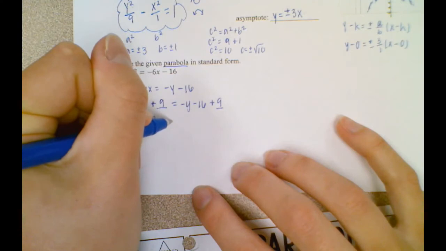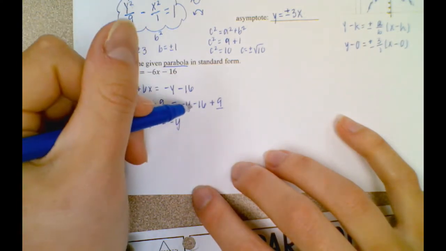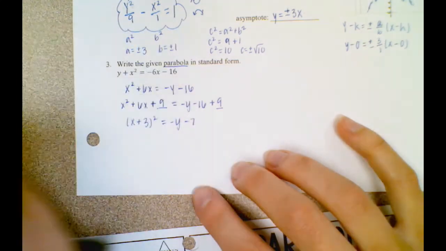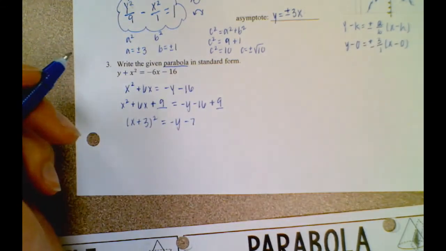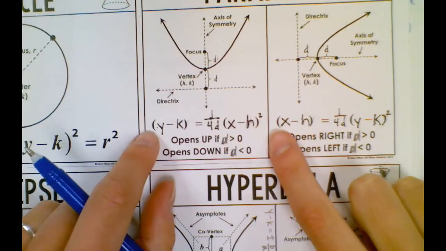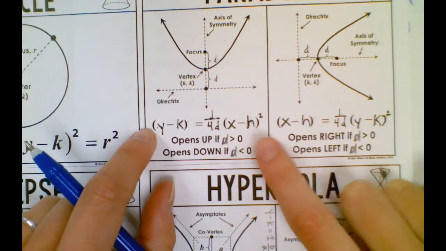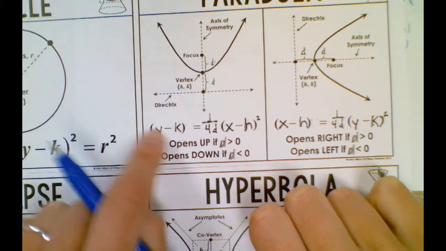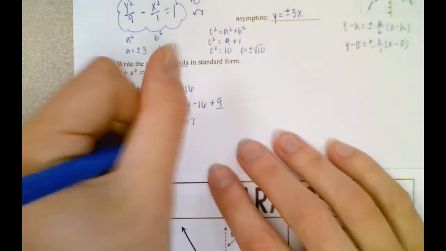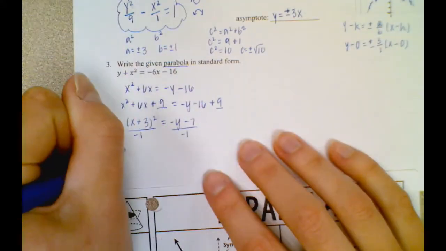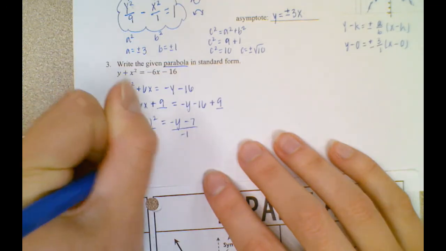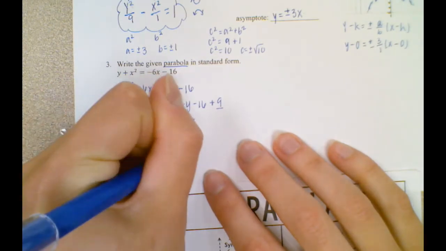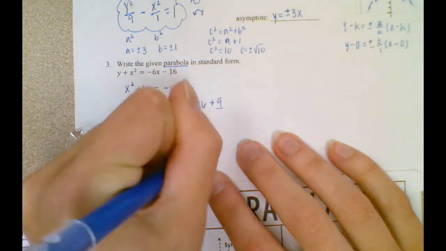equals, let's see, negative y. Negative 7, sorry. Okay, and looking at your formula sheet, these are always positive, so I'm going to divide by a negative 1. We're looking at this one because we have an x squared term. So I'm going to divide this side by negative 1 right here. So I'm going to get negative (x plus 3) squared equals y plus 7. And that's your parabola in standard form.